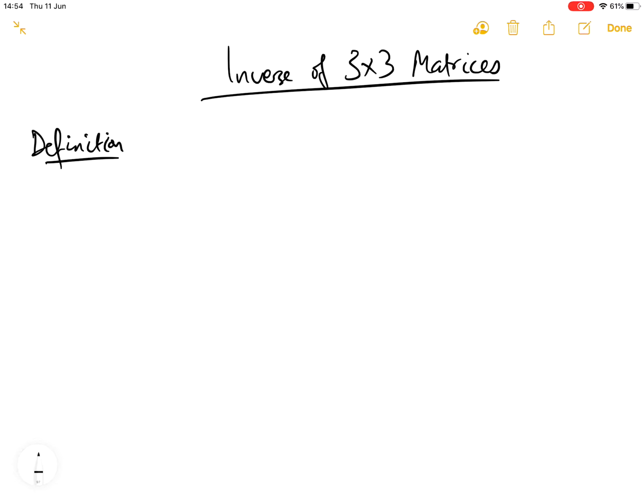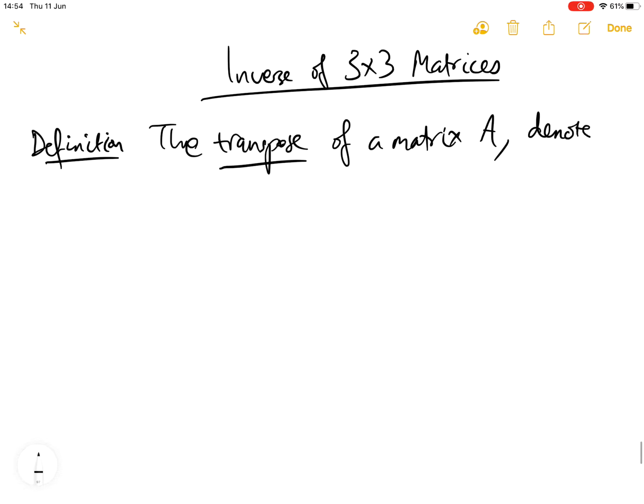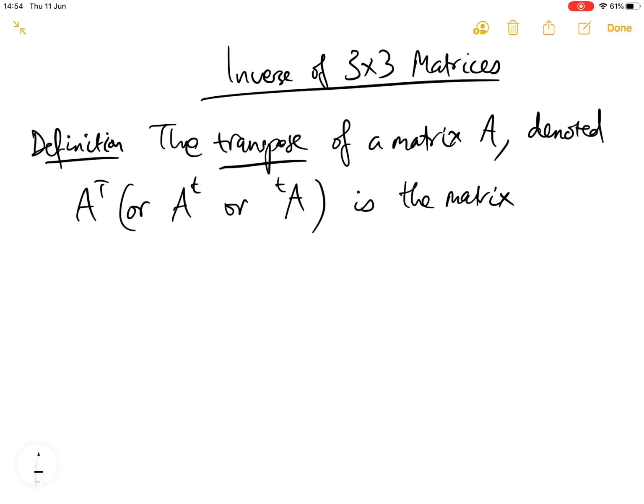The next thing is the inverse of a 3 by 3 matrix. So we'll start with a definition. The transpose of a matrix A, denoted AT, or sometimes some people write it like this, or some people even write this, is the matrix A with the rows and columns interchanged.